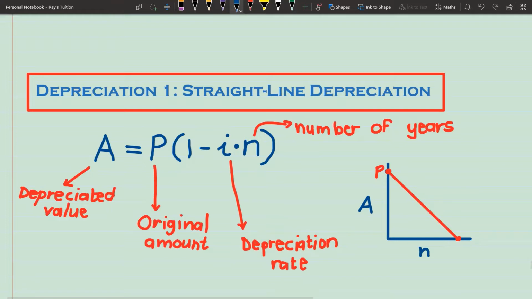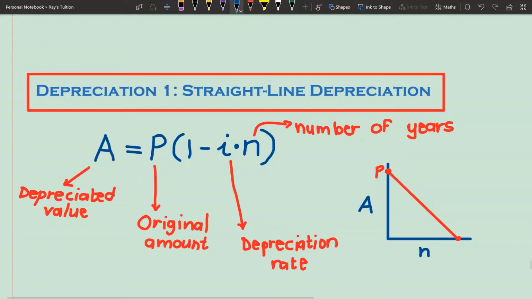In this video, we're having a look at straight line depreciation. Depreciation is when the value of something decreases at a certain rate over time. So the formula that we use is basically the same. It's just that there's a minus instead of a plus in the formula. Let's have a look at the variables.